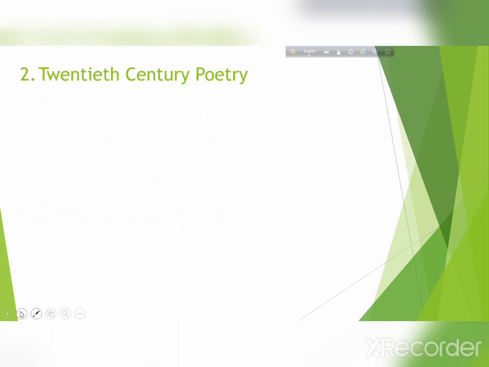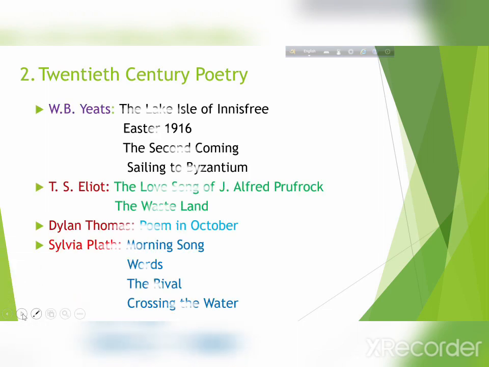The next course is 20th century poetry or modern poetry. We can also say it a modern poetry. In this paper, there are selections of poems by 4 poets. First one is W.B. Yeats, that means William Butler Yeats. He was an Irish poet and one of the prominent figures of 20th century literature.